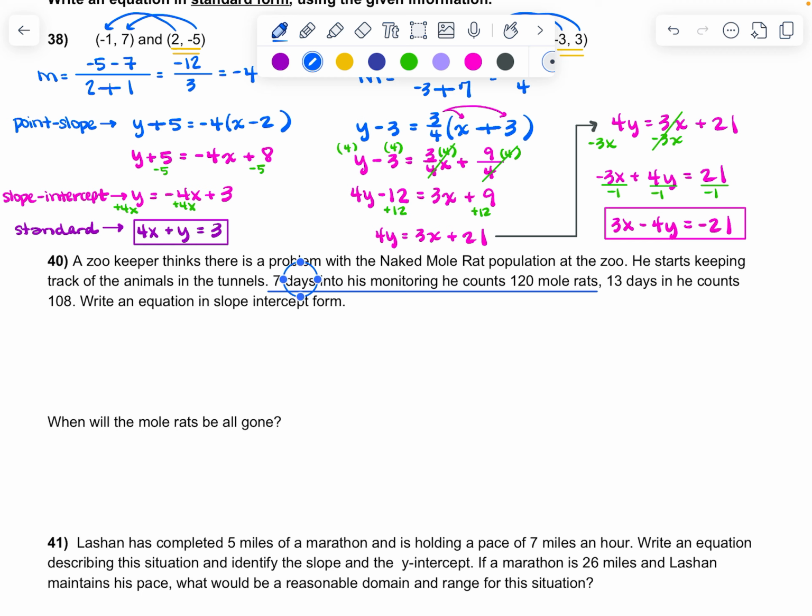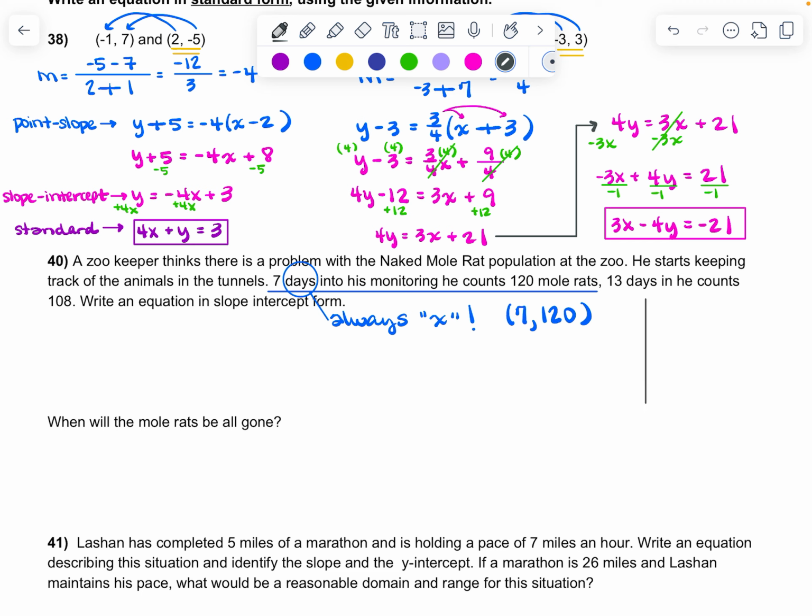Please remember that time, right? When it says days, time is always x. Just because it's written first, that's not why it's the x value, right? Time is always x. Okay? So that is giving us the point 7, 120.